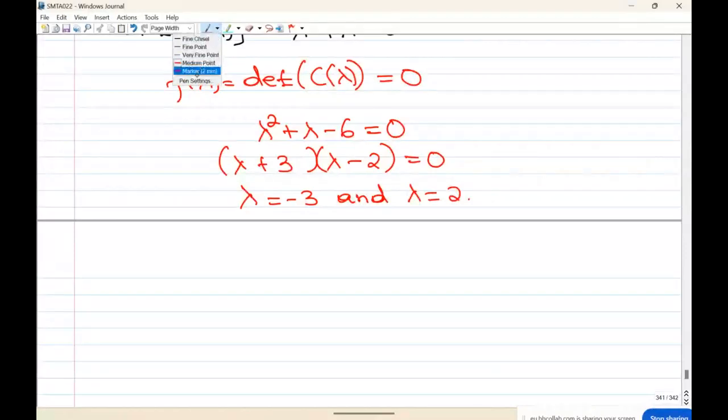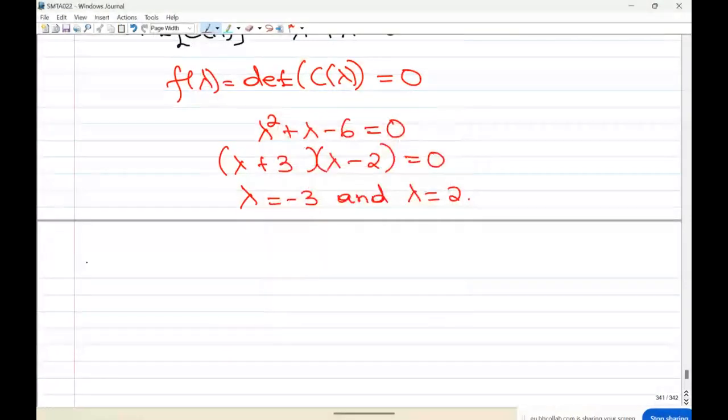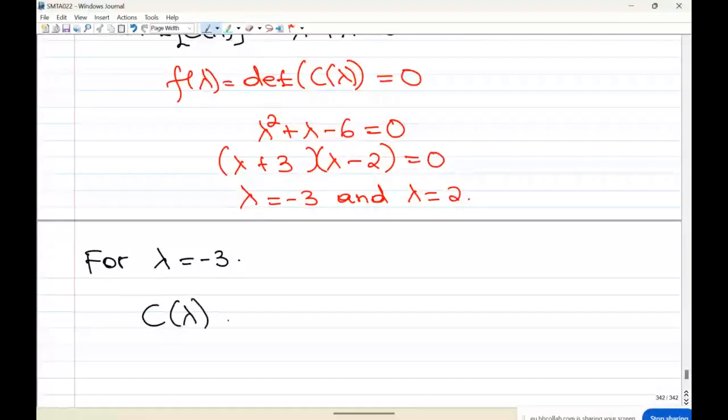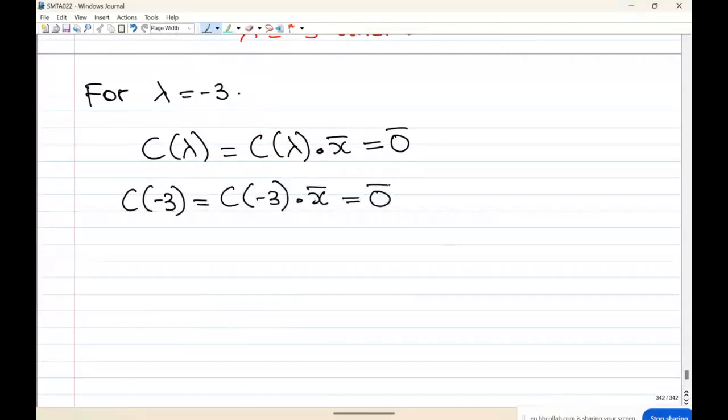So from now here, according to procedure number 5, let's start for lambda. I don't know, should I write lambda 1 and lambda 2 there, or should I write for lambda which is equals to minus 3? So you go back for C of lambda, which will be equals to the C of this lambda multiplied by this variable x, which equals to this 0. Is it fine, colleagues? Then the C of this minus 3 will be equals to the C of this minus 3 multiplied by this variable x, which equals to this 0 vector.